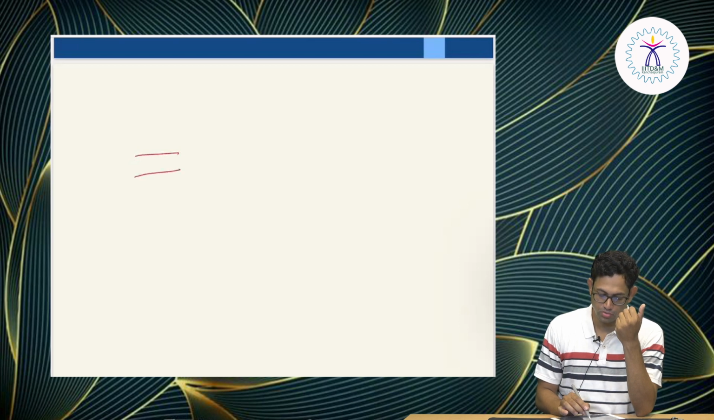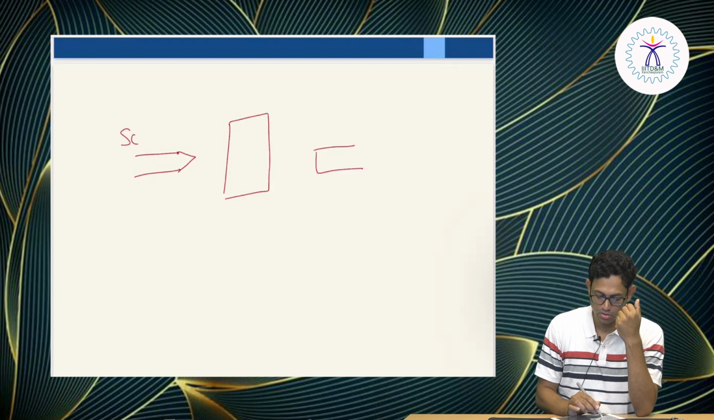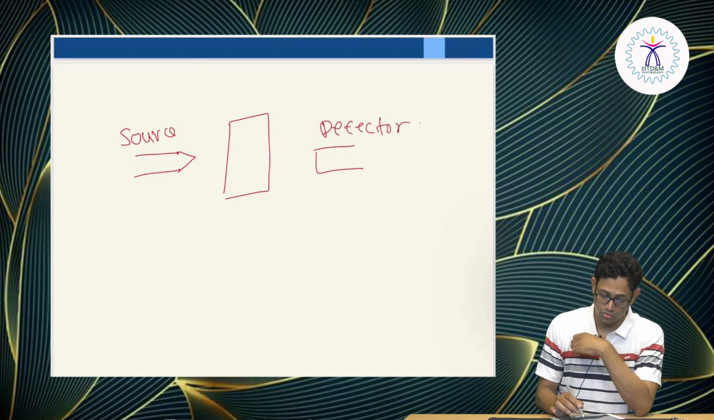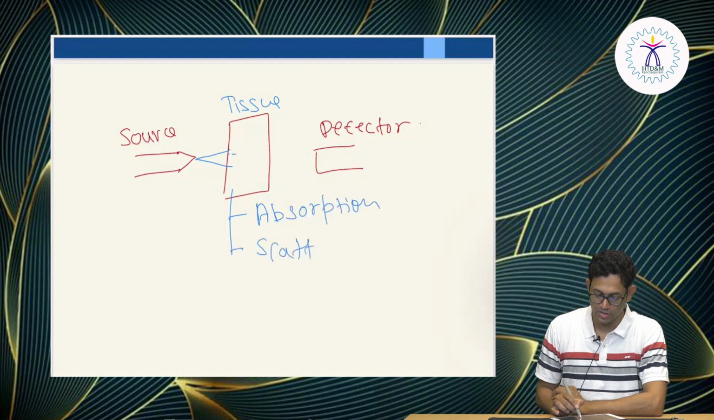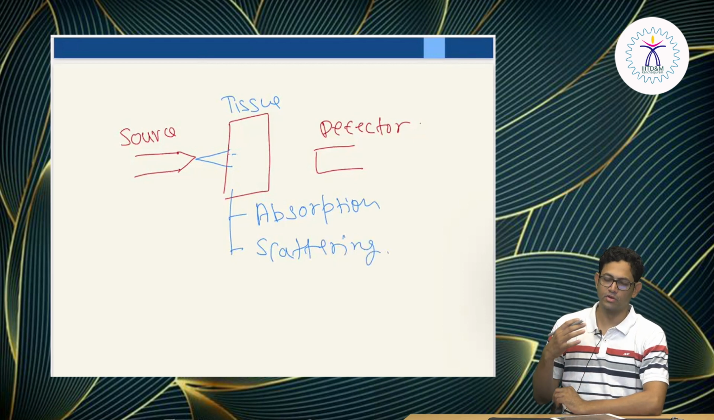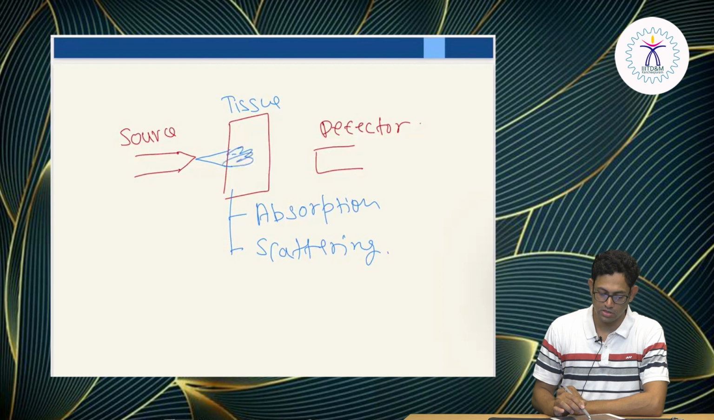Till now we have learned that if you shine a light like this onto your tissue, you have the source and you have the detector, and you shine the light like this, it will interact with the tissue. The tissue is the central part, and the light which interacts with the tissue can undergo either absorption or scattering. These are the two major principles that occur within this tissue, and then some part of it will come out at the detector.